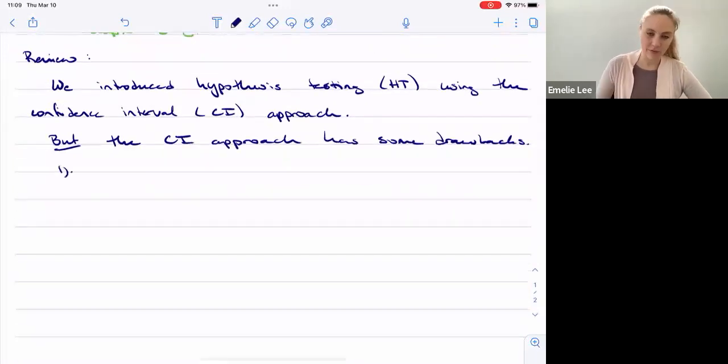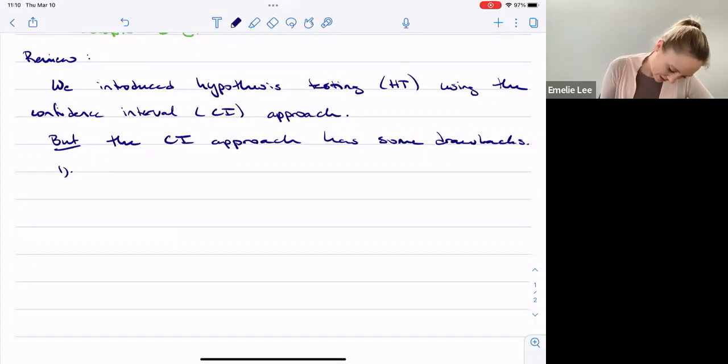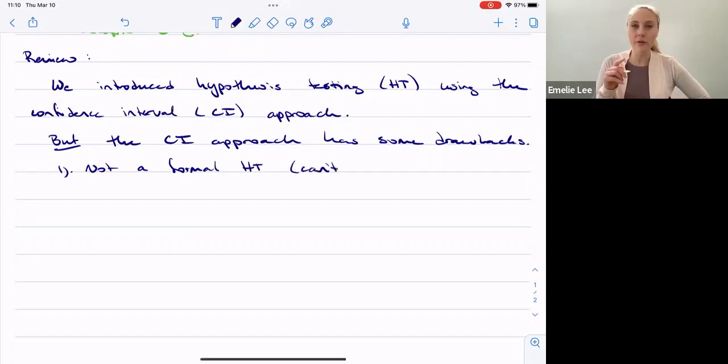Okay. The first one being you can't publish it in an academic journal, for example. It won't be accepted. And so it's not formal enough. Okay, so it's not a formal hypothesis test, right? So can't use in journals, although there is some debate going on that says, well, maybe we should be using confidence intervals instead of p-values. But for right now, if you are in the biology section of this course, then don't even bother. You're going to be using the p-value approach.